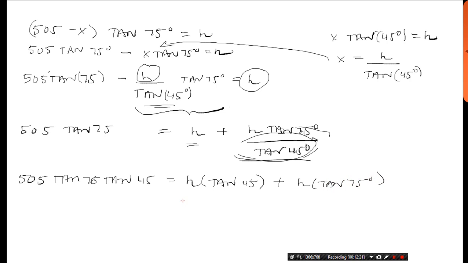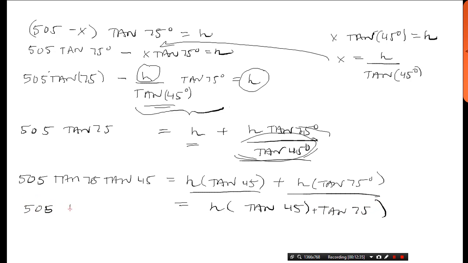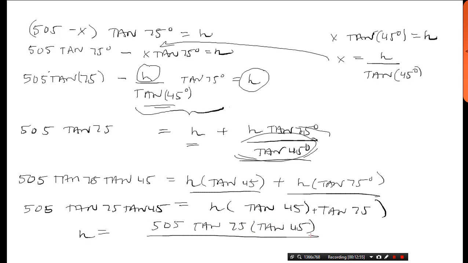And then finally, I can factor my h's out of both of these. And then divide by whatever that junk is in that parentheses after I factored my h out. And I know this looks totally crazy, but this is your value and how tall that cloud is. So I'm going to divide both sides finally by that. So h ends up being 505 tangent of 75 tangent of 45 over tangent of 45 plus tangent of 75.